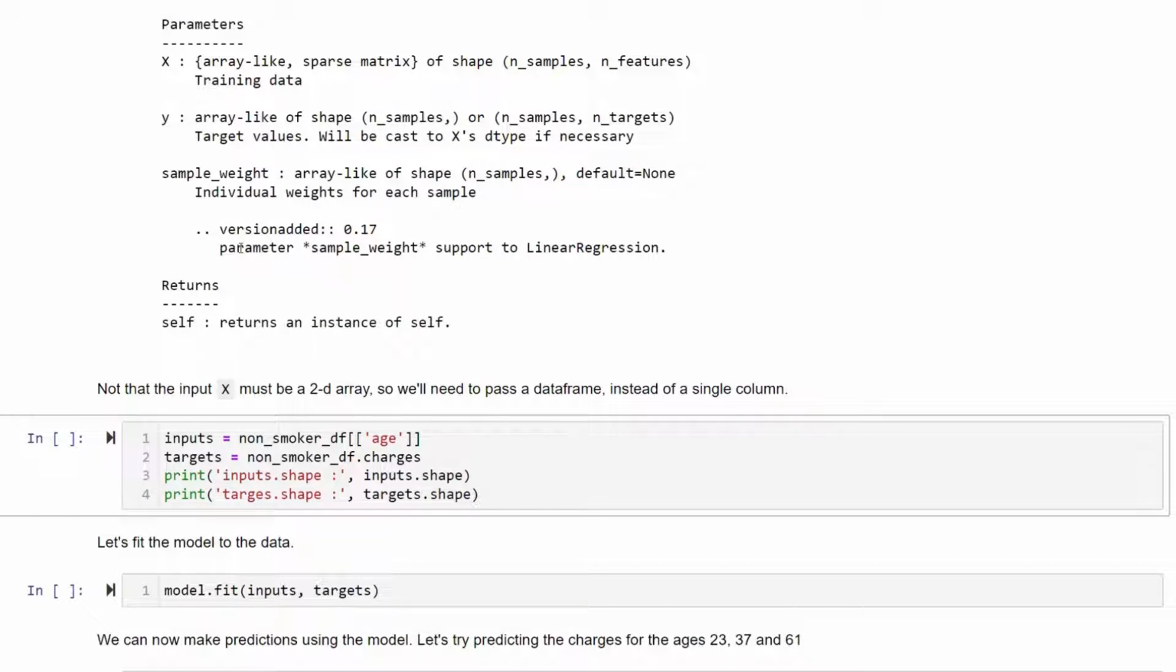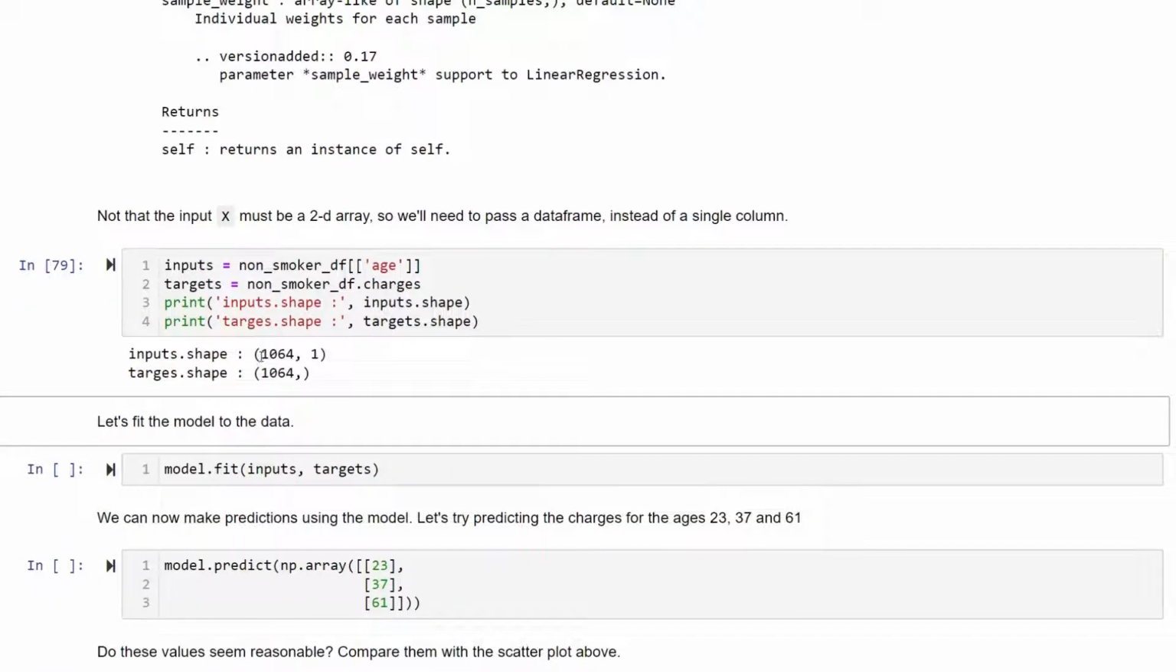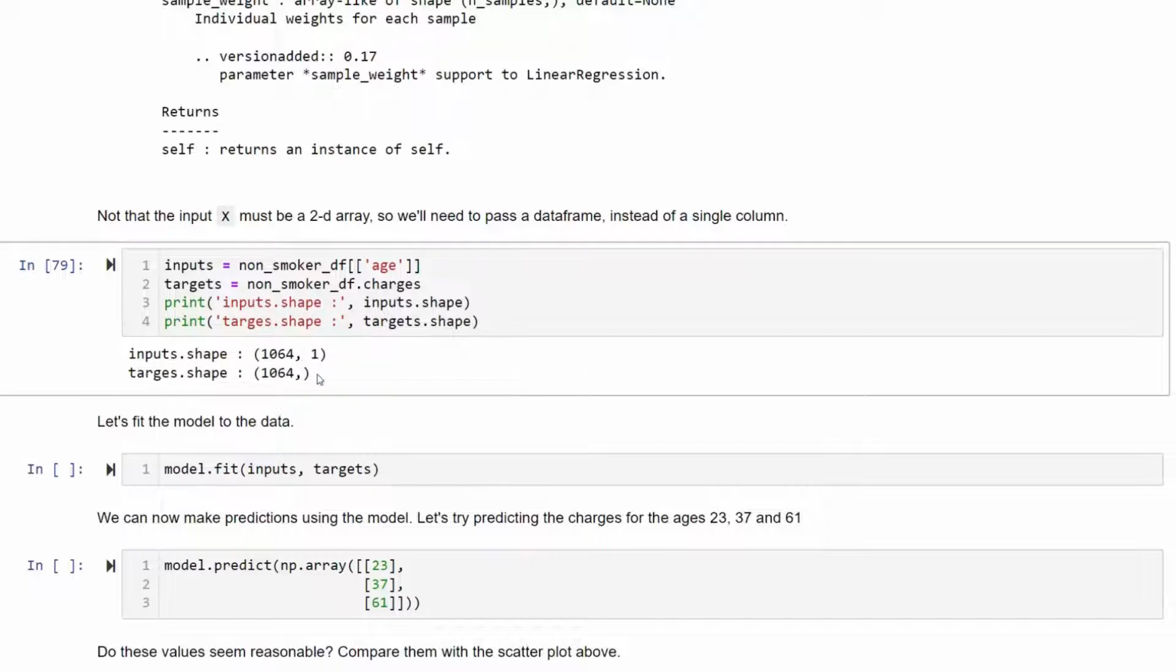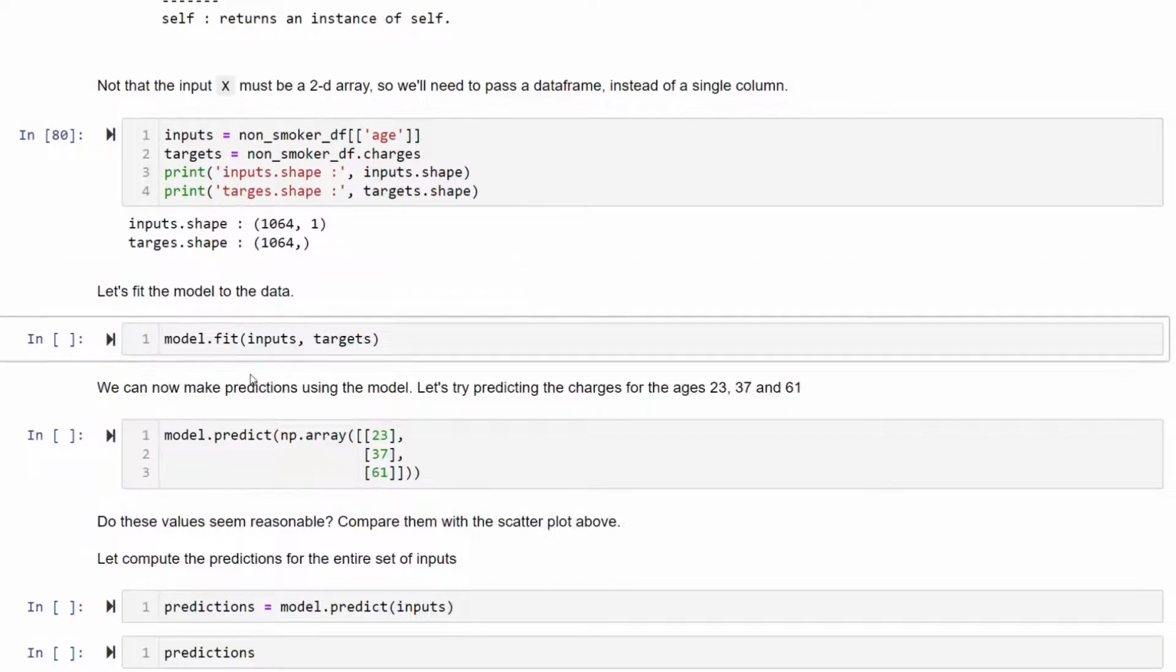There must be a condition to pass a 2D array instead of a single column. So I'm going to pass the inputs as non-smoker df of age, to pass a single 2D array, as it was able to take the 2D array as an input, and the target will be non-smoker df.charges. Age and charges. I'm going to print the shape as well. So I had given the inputs as 1064 and the target as 1064. Let's fit our model.